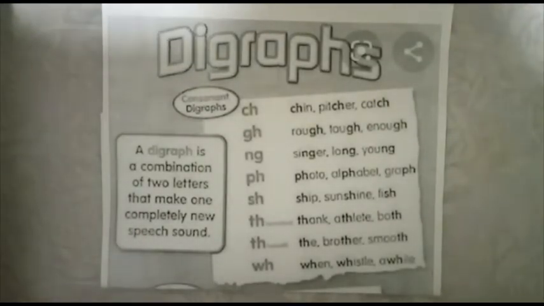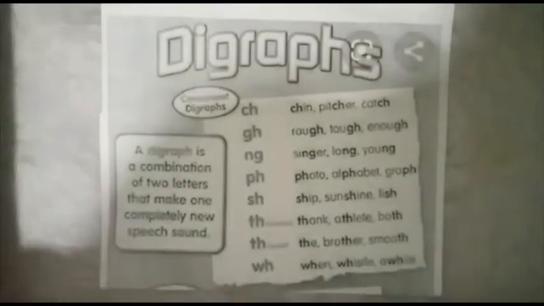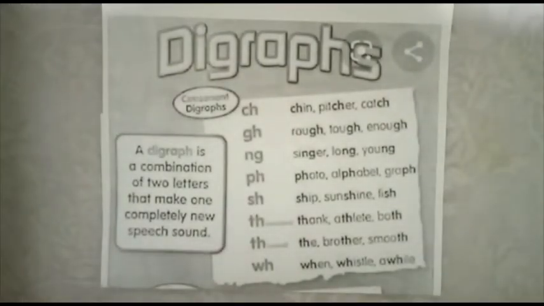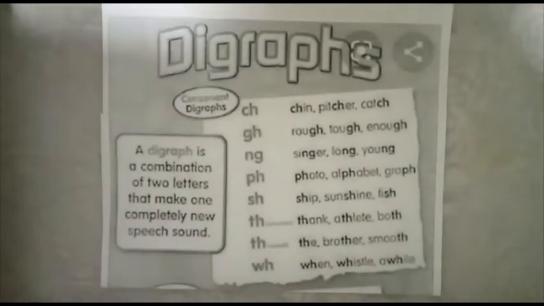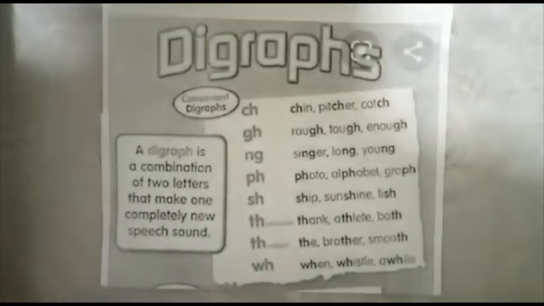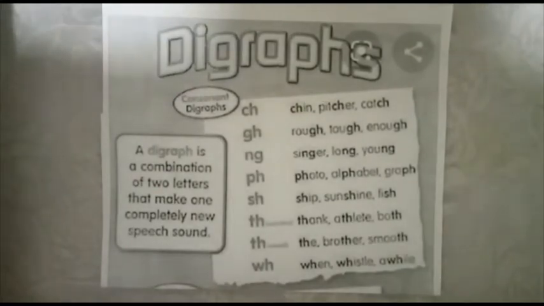But keep in mind that when G and H letters come at the end of the word, they make the sound F. Rough, tough, enough. After that, NG. When N and G letters come together, they make the sound ing. Singer, long, young. After that, PH. When P and H letters come together, they make the sound F, again F, but this time PH is at the start of the word.